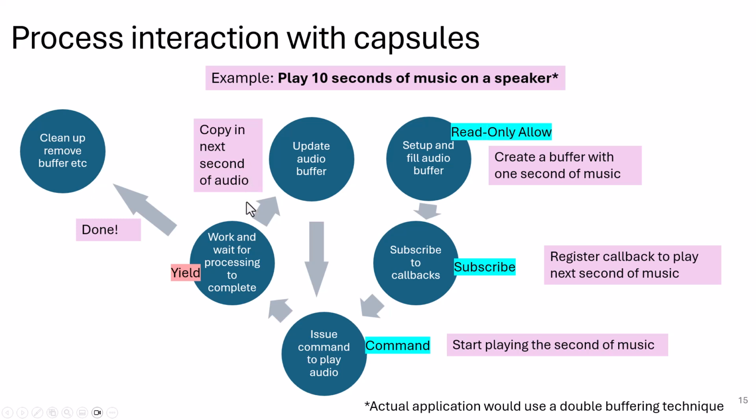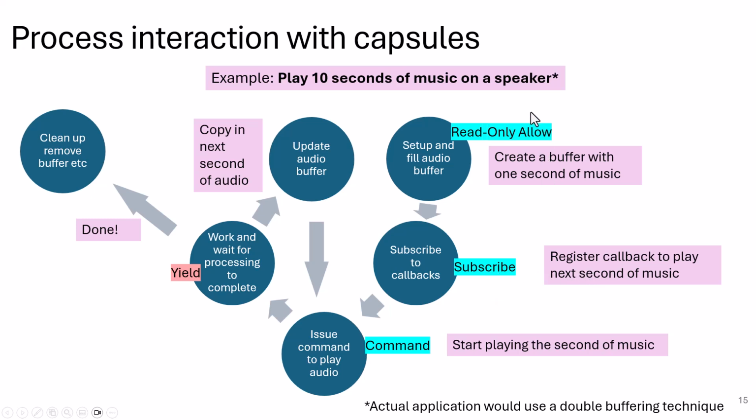So if that callback gets called, it'll copy in that next second of audio. So it'll update the buffer. The user process will update the buffer. Then it'll issue a command to start playing that second of music. And once it's actually done, then the user process can remove the buffers. It can then clean up the functionality that it created to have those callbacks and then move on.